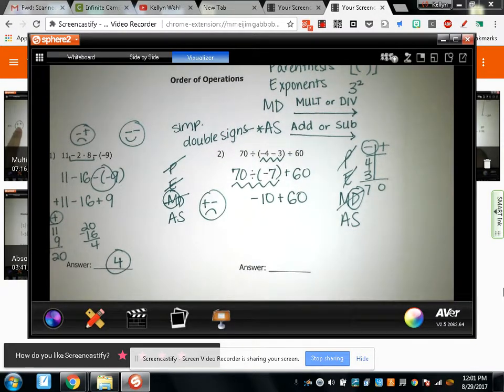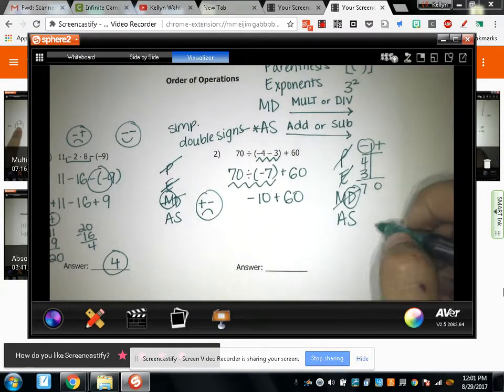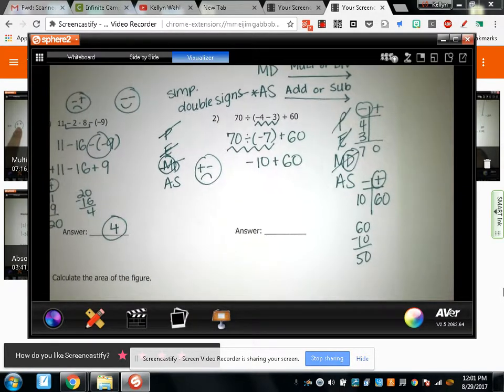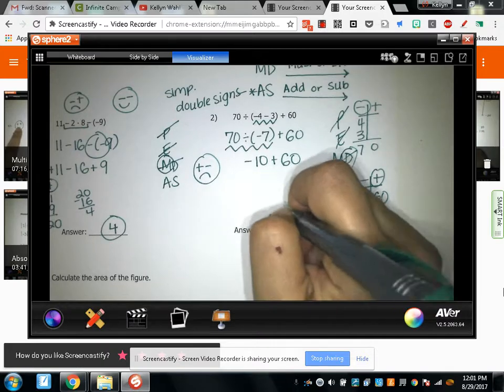Now I'm on the addition subtraction phase. I'm just going to make a scoreboard. I have a -10 and a +60. Positives win by how much? 50. My answer is +50.